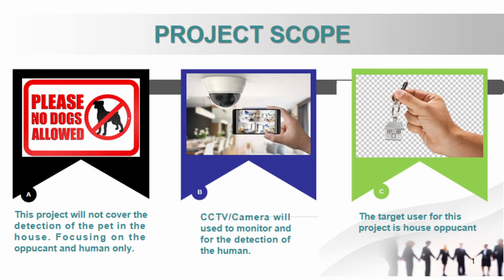Project scope. This project will not cover the detection of pets in the house. It mainly focuses only on humans. A Raspberry Pi camera CCTV will be used to monitor the detection of humans, and this project mainly targets house occupants.